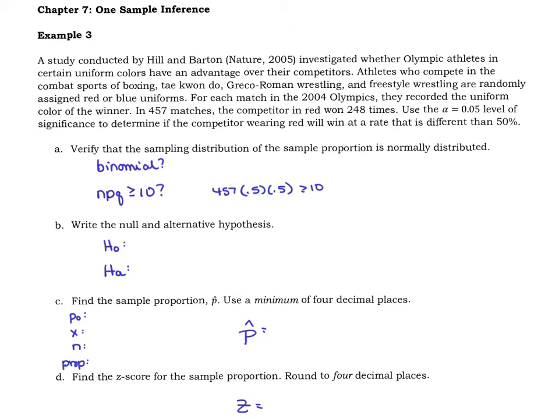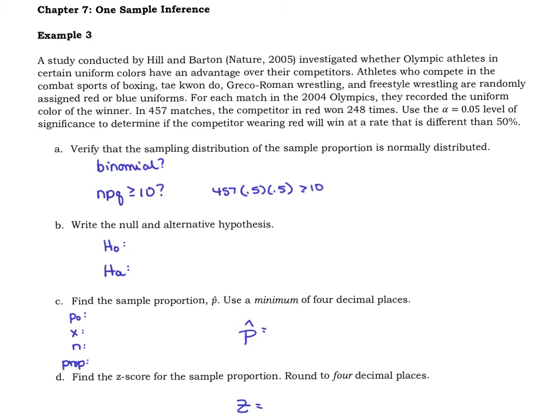All right, taking a look at example 3. Back in 2005, a study was done investigating whether Olympic athletes in a certain uniform color have an advantage over their competitors. So, for the sports listed, they are either assigned a red or a blue uniform. And for every match in the 2004 Olympics, they recorded the uniform color of the winner. So out of 547 matches, the competitor wearing red won 248 times.